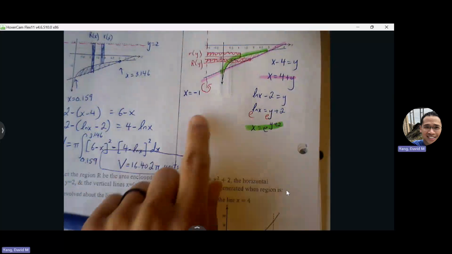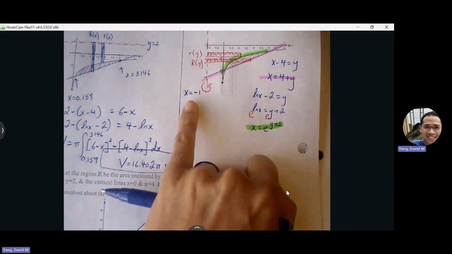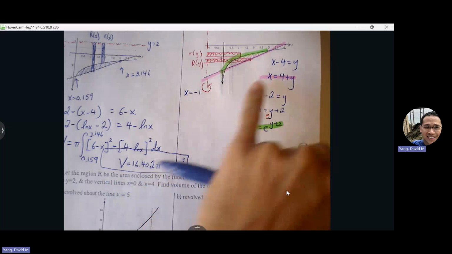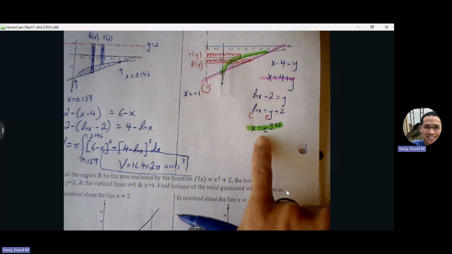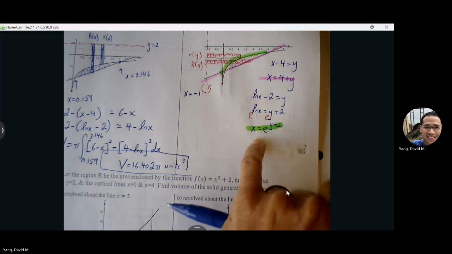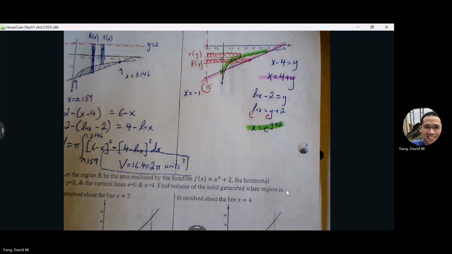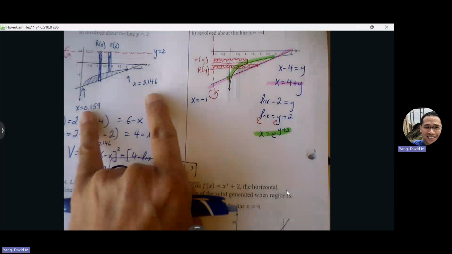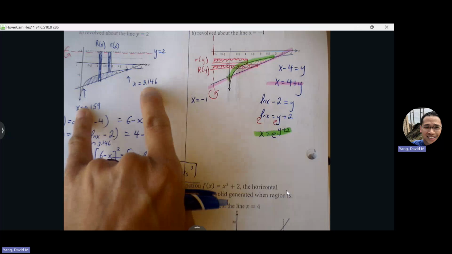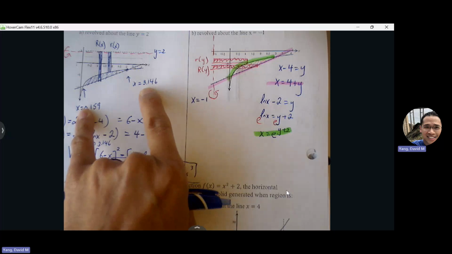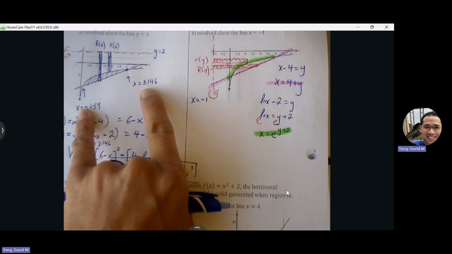Right, so every equation that we're going to use to build our radius has the form that we need. X equals -1, x equals 4 plus y, x equals e to the y plus 2. I should have written the ordered pair down, because now we're going to use those y values at these ordered pairs. Those y values end up being negative 3.8 and negative 0.853.